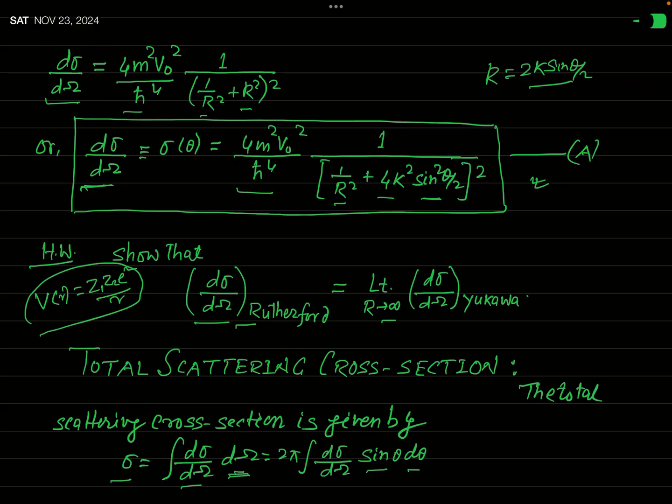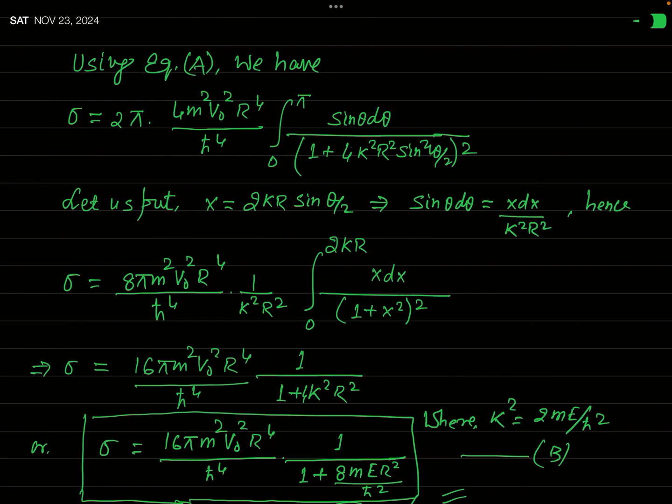Now, d sigma by d omega we have already obtained in equation A. So let us substitute this value here and try to evaluate the integral. So sigma will be 2 pi times the integral from 0 to pi, because limits for theta will be 0 to pi, of sine theta d theta divided by this much. If your aim is to evaluate this integral, I am just giving you a hint. I have not done all the steps.